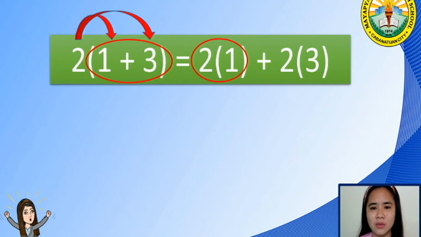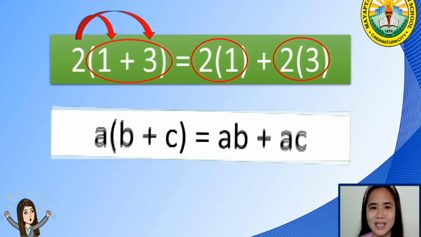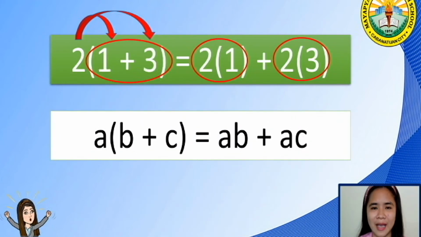Continuing on, we will get 2 from 2 times 1 and 6 from 2 times 3. Then get the sum of 2 and 6, and we will get 8. Same goes with this example.